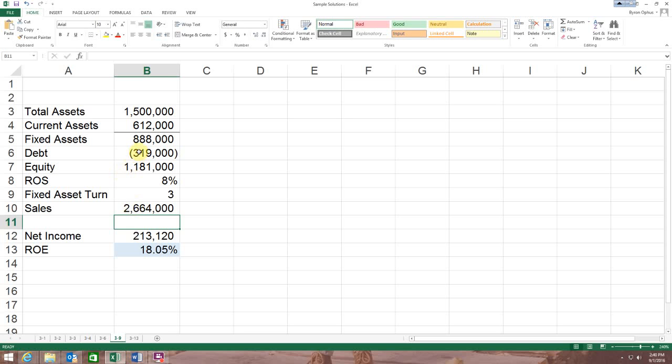Then it has $319,000 of debt, so I put the debt there. Another question we have to answer is, what is the equity? I have total assets of 1.5 million and total debt of $319,000. My equity is simply the difference between the two. Here you have to watch your signs, because I've entered debt as a negative number, so I go total assets plus my negative debt, and that gives me $1.181 million in equity.